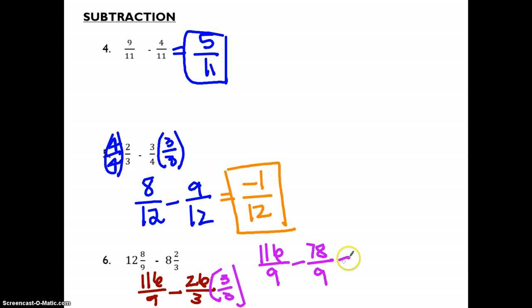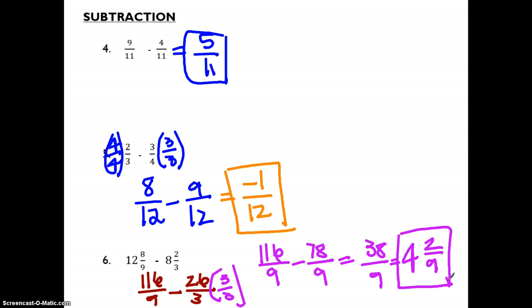which leaves me with 116/9 minus 78/9. And I get 38/9, which turns into 4 2/9. That's my final, most simple answer.